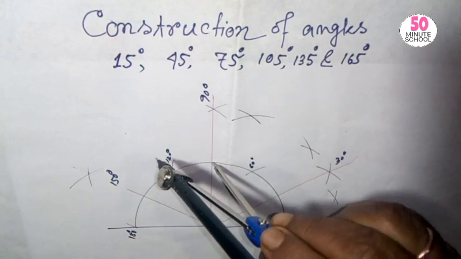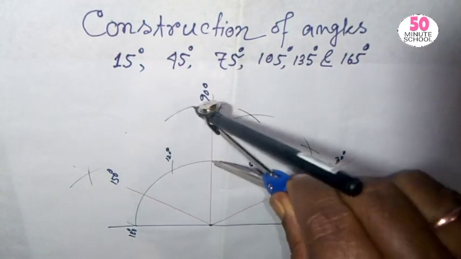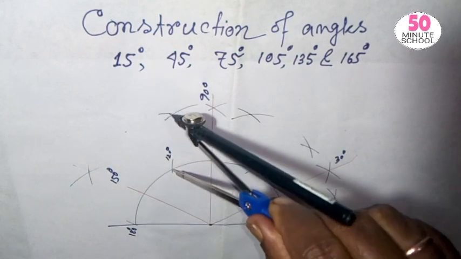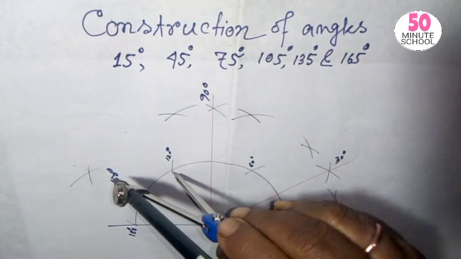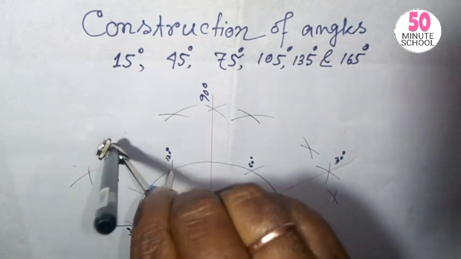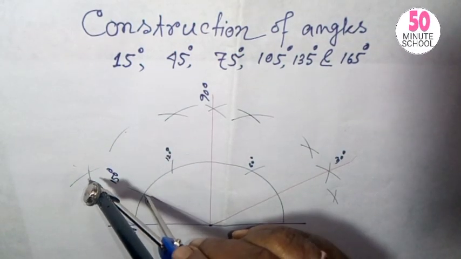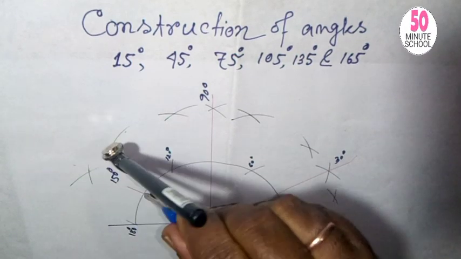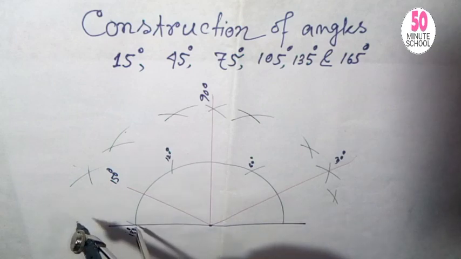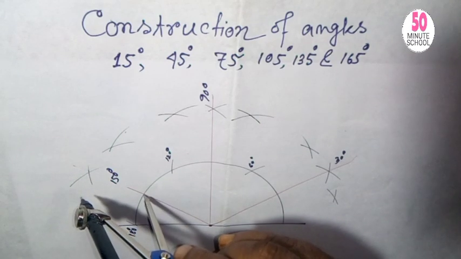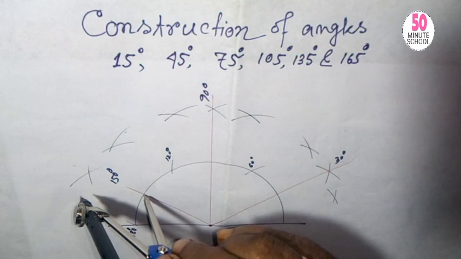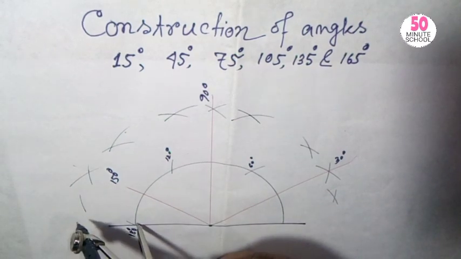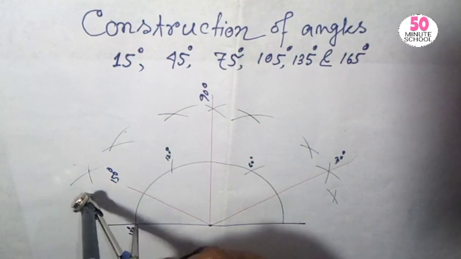this point bisects another arc. This point bisects another arc. This point bisects another arc. Lastly, I draw an arc, bisect this point and bisect this point.